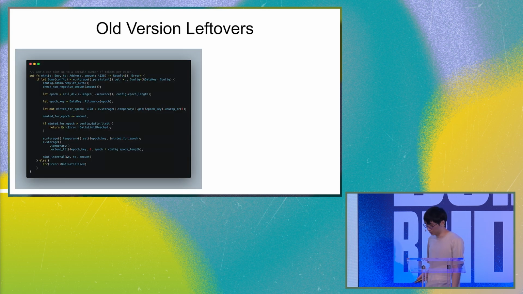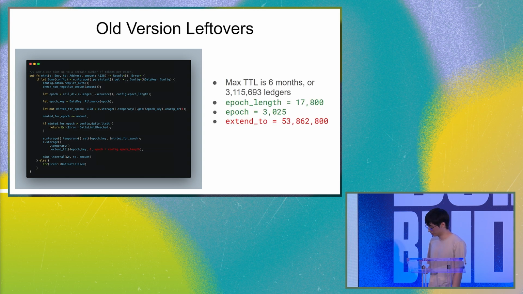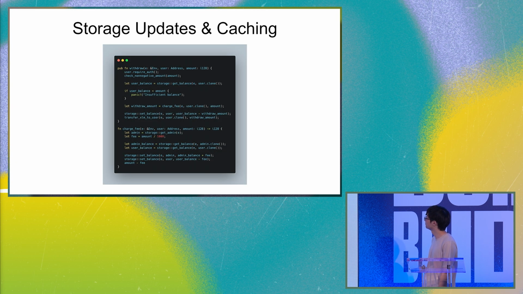So this is a fun bug with this example. Someone has temporary storage, and they try to extend it for epoch times config times dot epoch length. Actually, we think this is potentially some old code where they extend it to the actual end date. But in this case, because they try to extend it too far, this function will abort. And this function will actually never succeed at runtime.